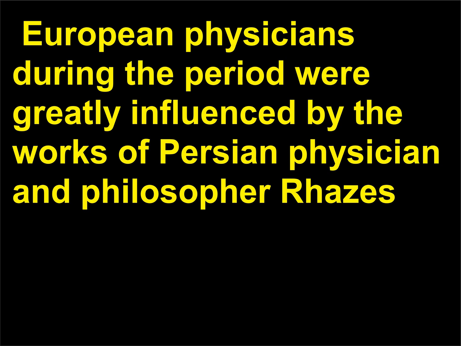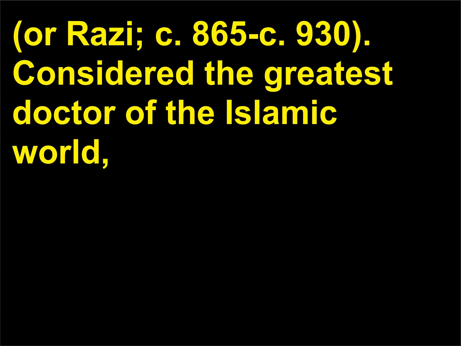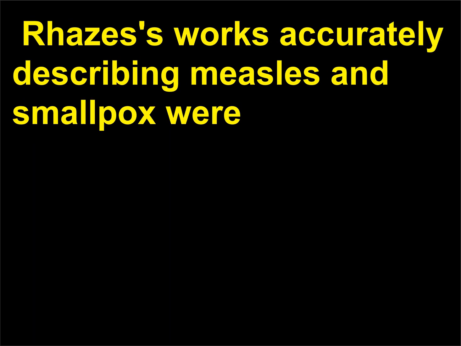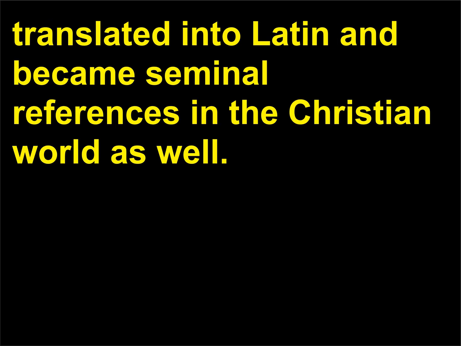European physicians during the period were greatly influenced by the works of Persian physician and philosopher Rhazes, or Reza, c. 865 to c. 930, considered the greatest doctor of the Islamic world. Rhazes's works accurately describing measles and smallpox were translated into Latin and became seminal references in the Christian world as well.